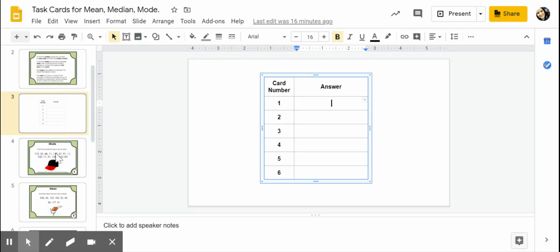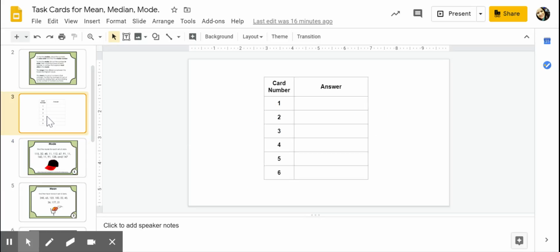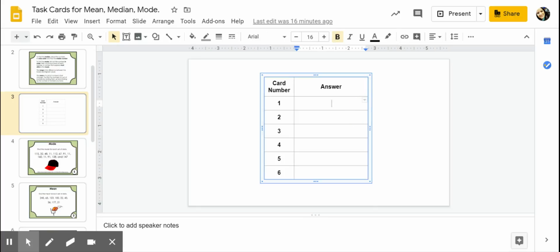Your first card is a mode card, and it says find the mode for each set of data. This is task card number 1. I would list the numbers from least to greatest and identify all my numbers that appear more than once. And I would click back here and type it on number 1.